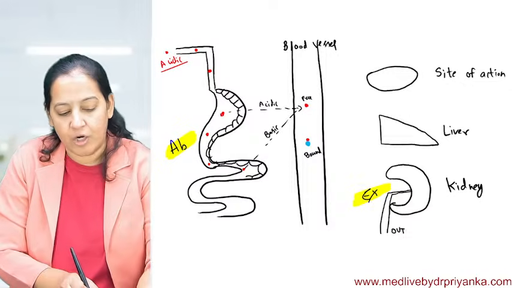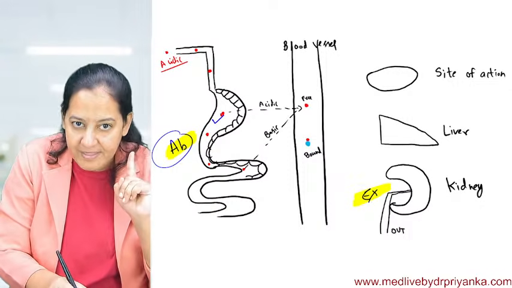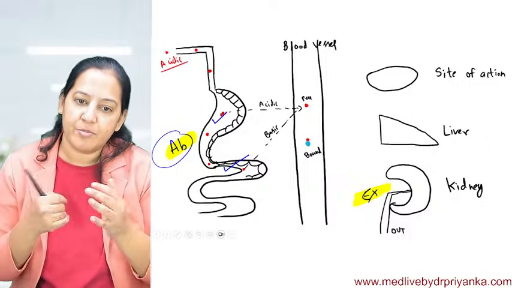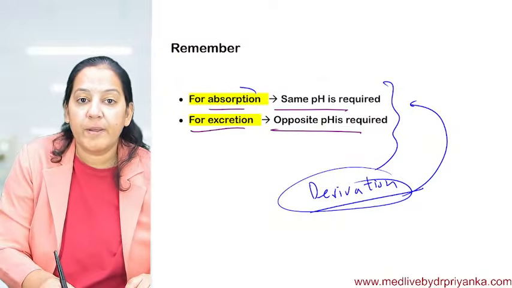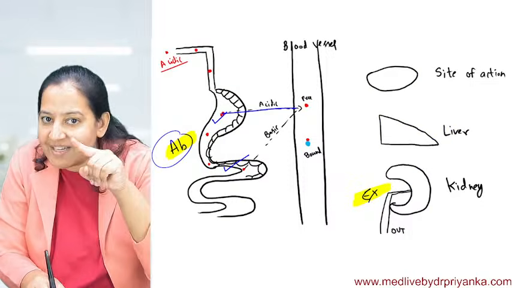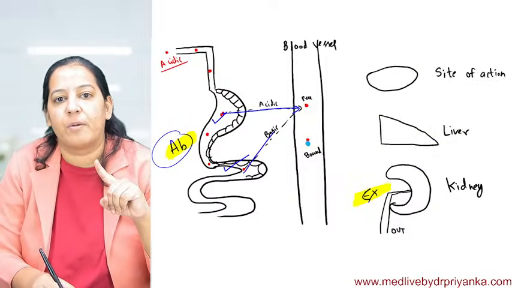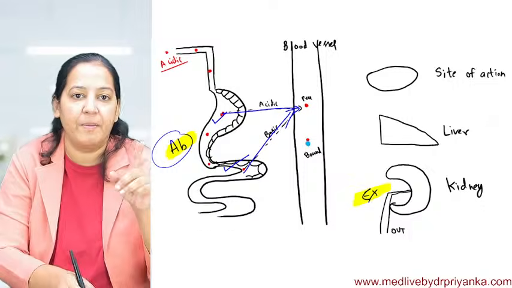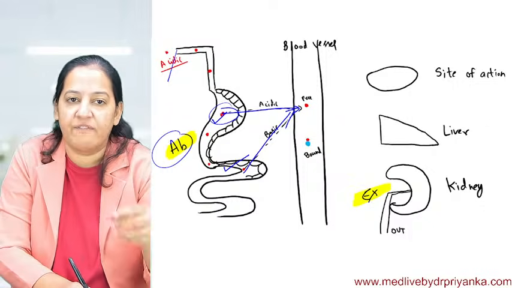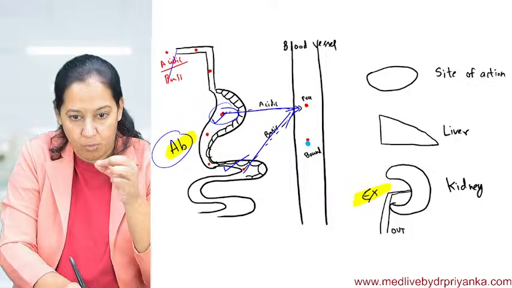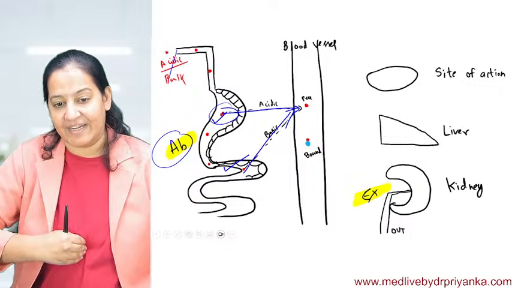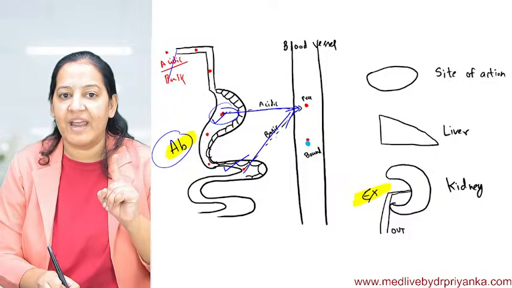For absorption, there are two possibilities: it can happen in the stomach or the intestine. Which drug gets absorbed from where? The rule is that for absorption, the same pH is required. Acidic drugs get absorbed from acidic medium and basic drugs from basic medium. If I take an acidic drug, it will be absorbed from the stomach. If the tablet is basic in nature, it will be absorbed from the intestine.